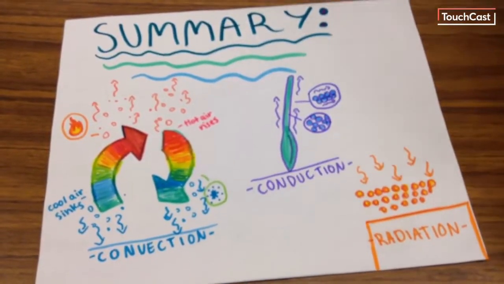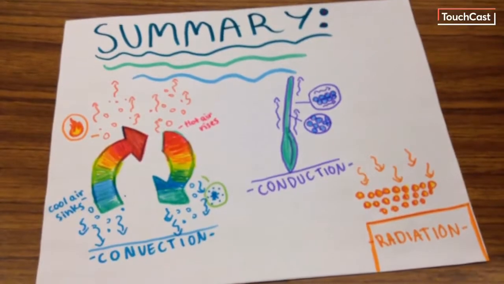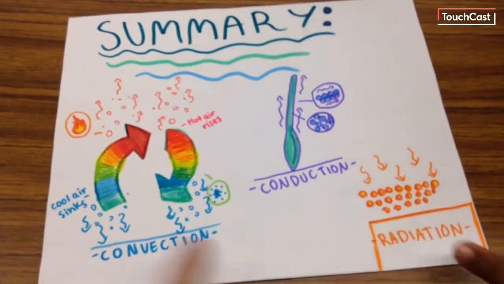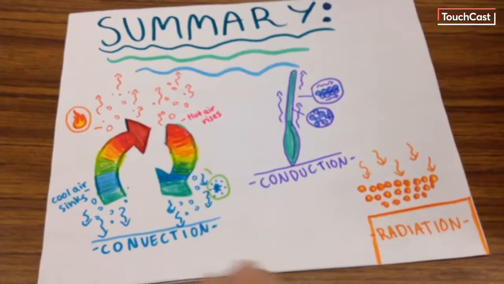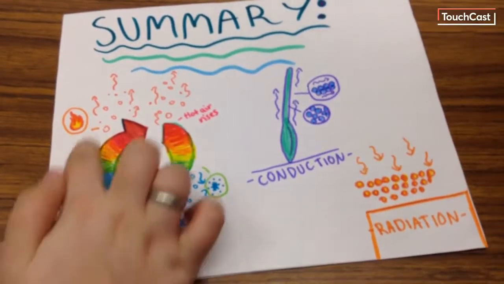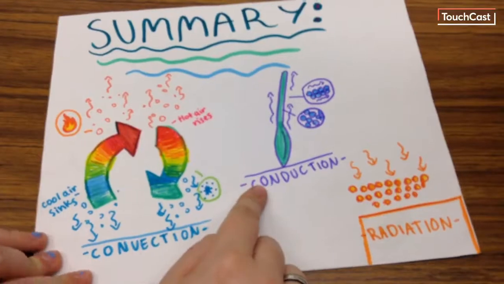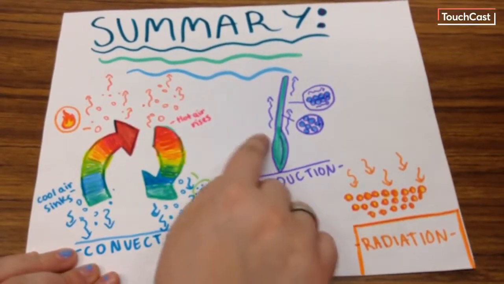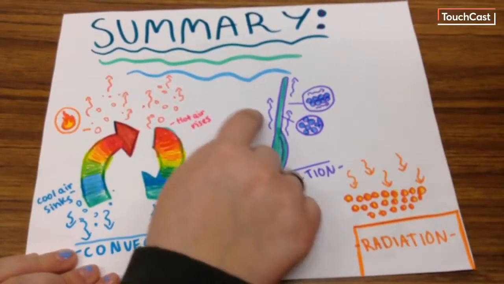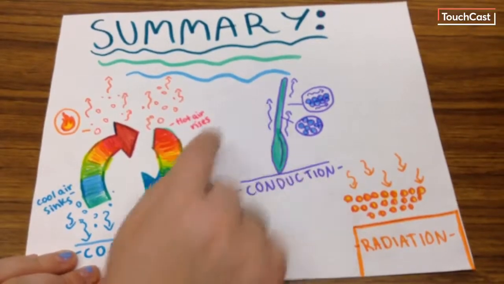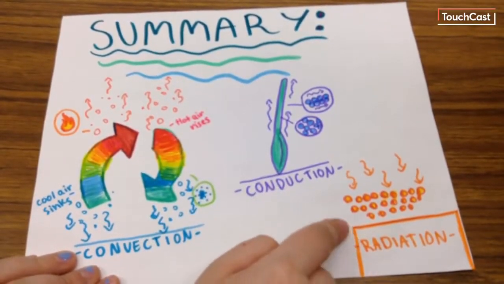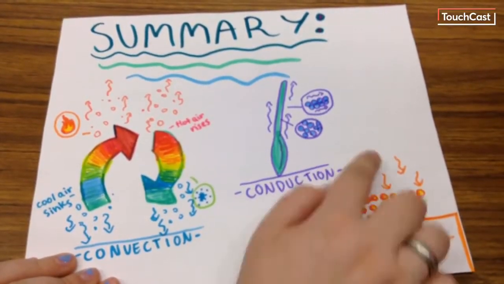This is our summary. You learned about three types of heat transfers: convection, conduction, and radiation. With convection, you learned how the cool air sinks and the hot air rises in a hot air balloon. With conduction, you learned how a room temperature spoon goes in a hot chocolate mug and the heat rises to the top of the spoon. Lastly, with radiation, you learned how a campfire's heat warms your body.